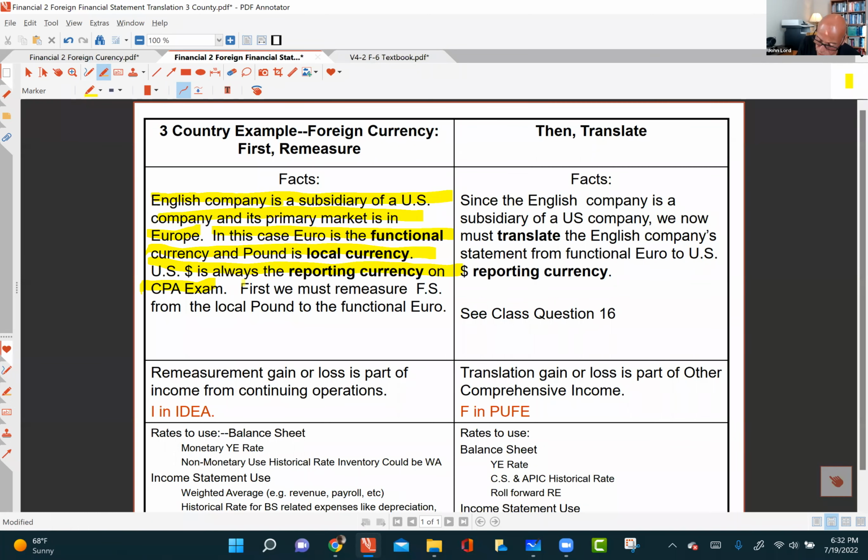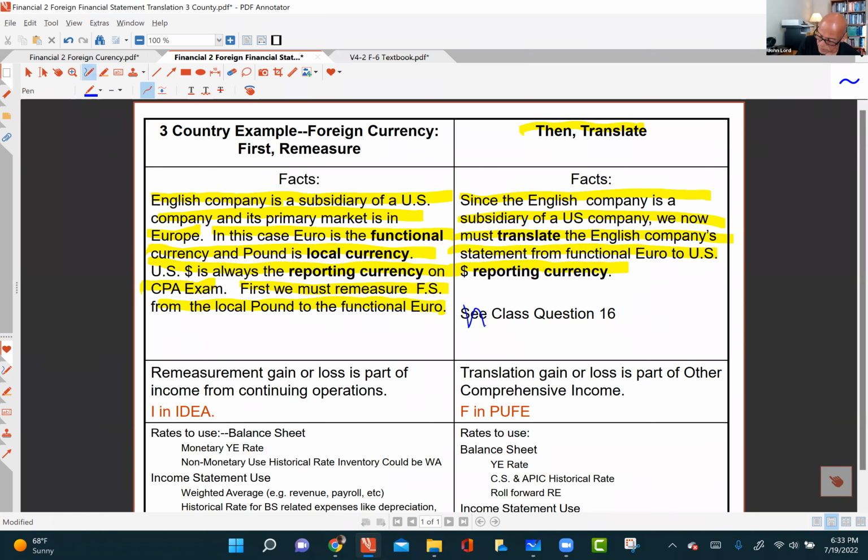So first, we have to do what? Remeasure the financial statements from the local currency to the functional currency. But we can't stop there, because now we have to what? Then we have to translate from the euro, okay? Translate from the euro, which is the functional currency, to the US dollar, the reporting currency.